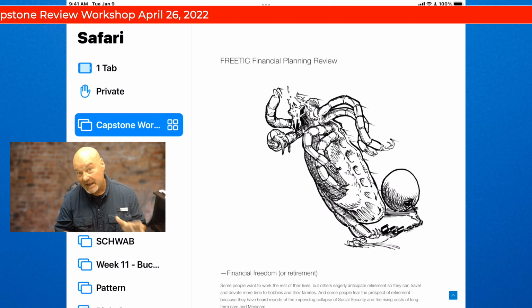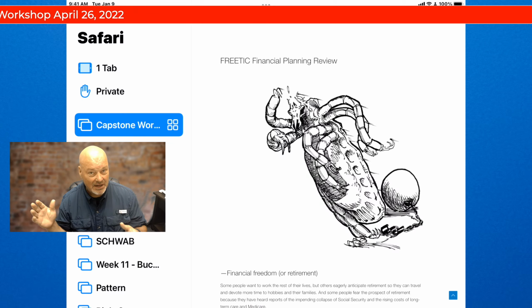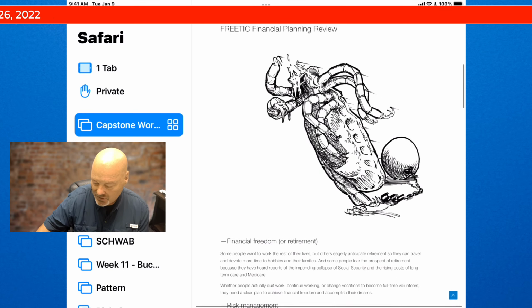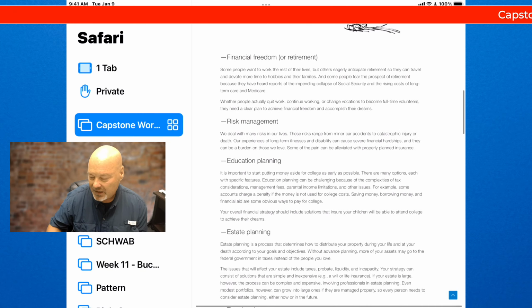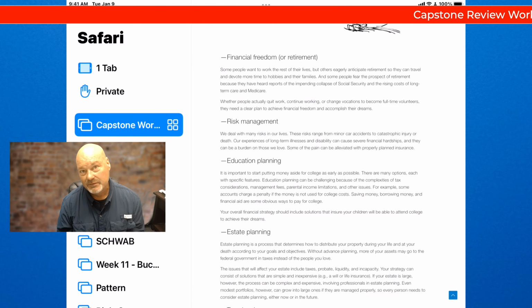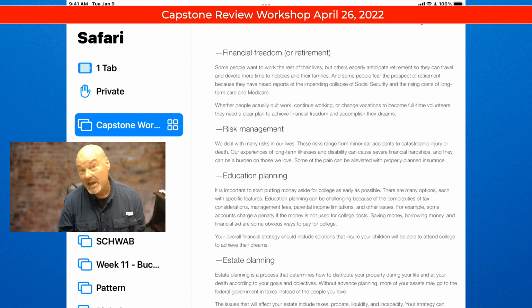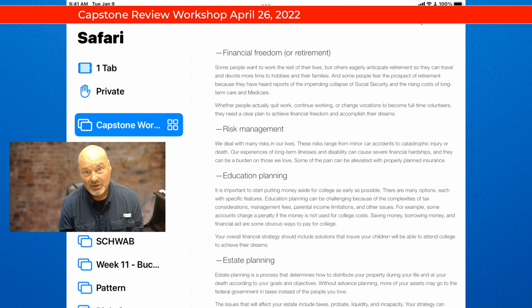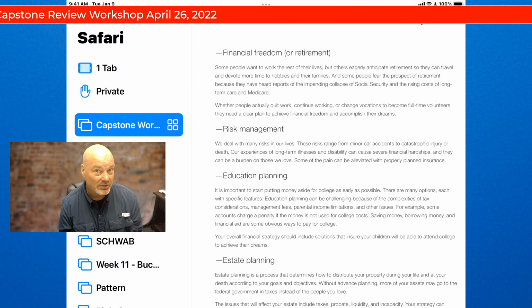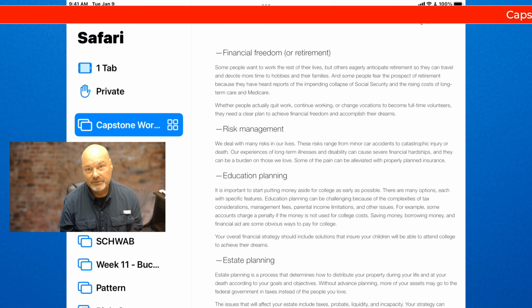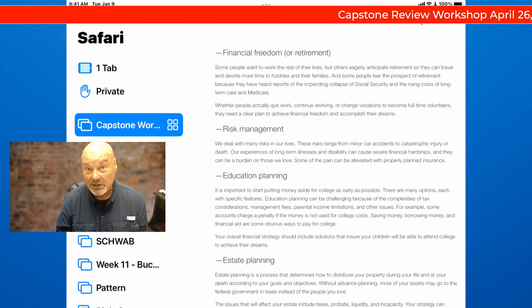FREETIC is an acronym. F stands for financial freedom, which is just another word for retirement planning. But in my mind, when I thought about what matters most, if you ask my wife what's important about money to you, probably the first word she would come up with would be security. If you asked me, I would say freedom, because freedom to me is what gives me the options to do what I really want to do with my life.